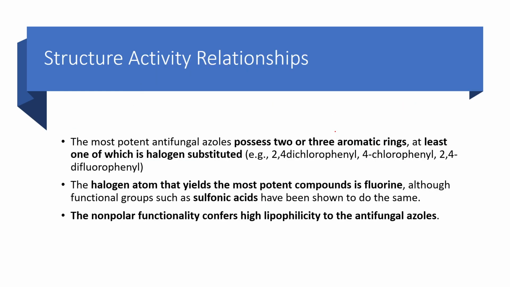There are only 3. So the most potent antifungal azoles possess 2 or 3 aromatic rings, one of which is halogen substituted. The halogen atom that yields the most potent compounds is fluorine, although similar functional groups such as sulfonic acids have been shown to do the same. And finally, the nonpolar functionality confers high lipophilicity to the antifungal azole. So let's take a look at some structures and let's have some examples as well.